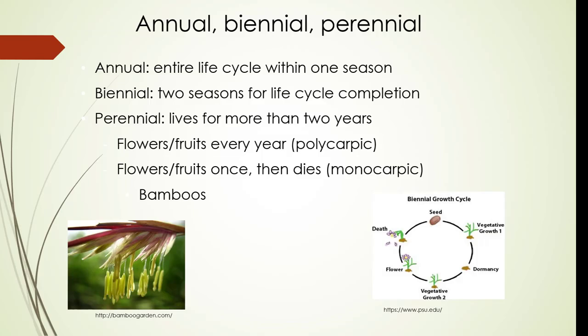So if you look at this biennial growth cycle, you've got your seed, vegetative growth. The first year it goes into dormancy, then in the second year there's some more vegetative growth, then you have flowering, then you have death, and then you have the seed. So it says biennial. Sometimes this is a 3-year period rather than a 2-year period, but anyway, that's what it's called.